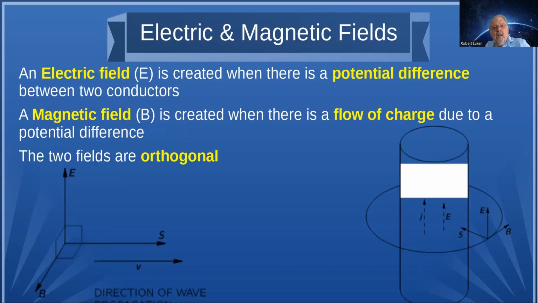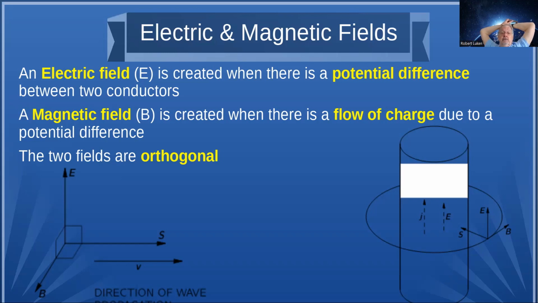So an electric field, which you call an E field, is created when there's a potential difference between two conductors. A magnetic field, which we call a B field, I'm not sure why we use B because I think we measure it in Oersteds or something, but anyway. You get a magnetic field when there's a flow of charge or current flow due to a potential difference.